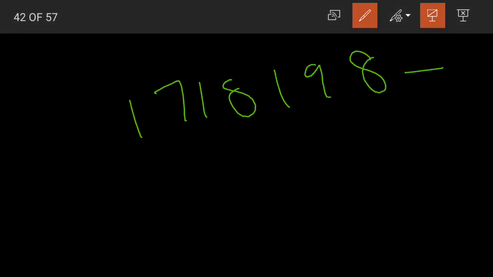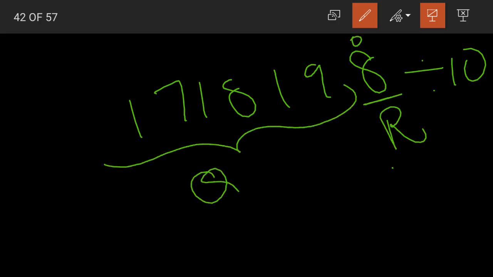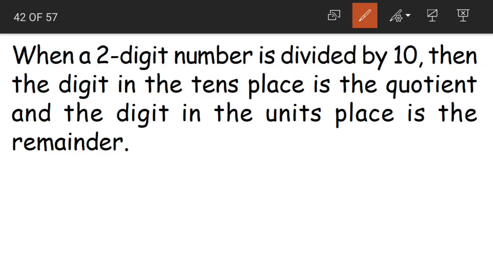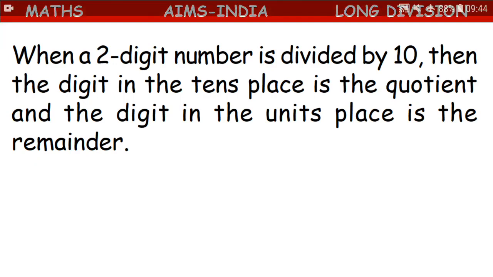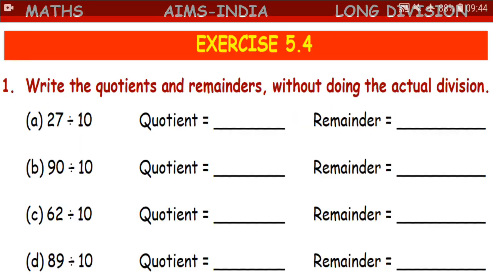Just now as I have explained, suppose you have a very big number, say like this, divided by 10. Now what becomes our remainder? The digit in ones place, that is 8, becomes our remainder and all the remaining numbers become our quotient, children. Clear? So what do we understand from this? That division by 10 is very easy. Now coming to exercise 5.4, write the quotients and remainders without doing the actual division.